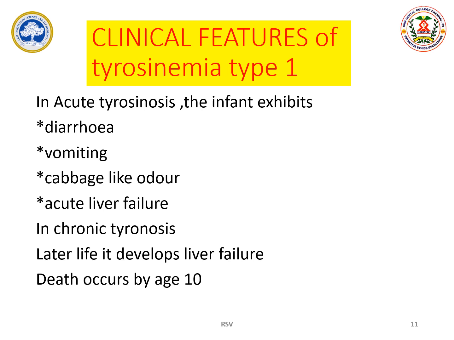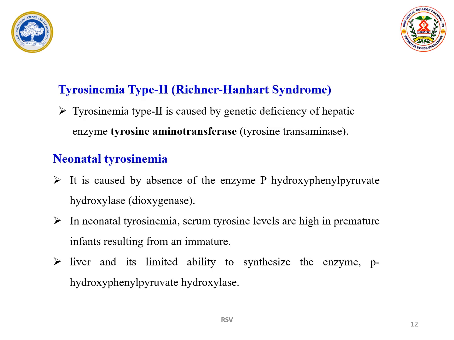Clinical features of tyrosinemia type 1. In acute tyrosinosis, the infant exhibits diarrhea, vomiting, cabbage-like odor, and acute liver failure, which causes death. In chronic tyrosinosis, liver failure develops later in life. Death occurs by age 10.